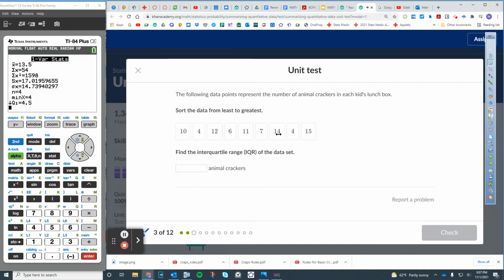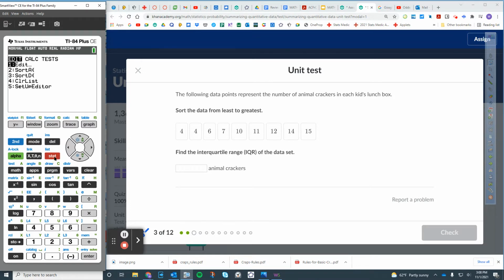So look at this next question. The following data points represent a number of animal crackers in each kid's lunchbox. So arrange from smallest to biggest. So apparently 4, 4, then maybe 6, 7, and 11 is before 12. Ta-da! Okay.